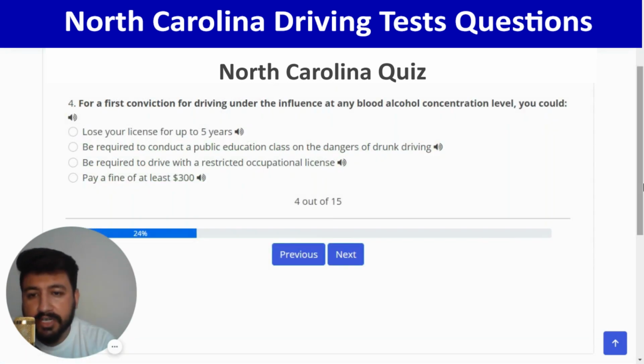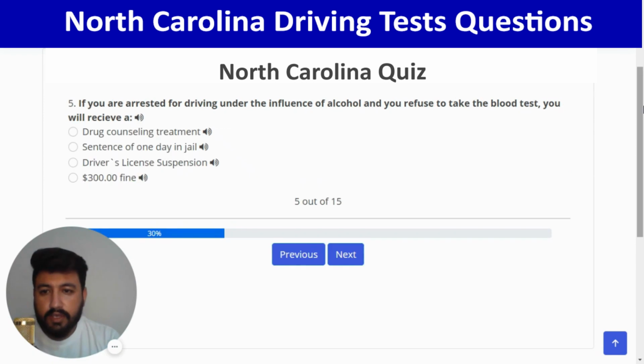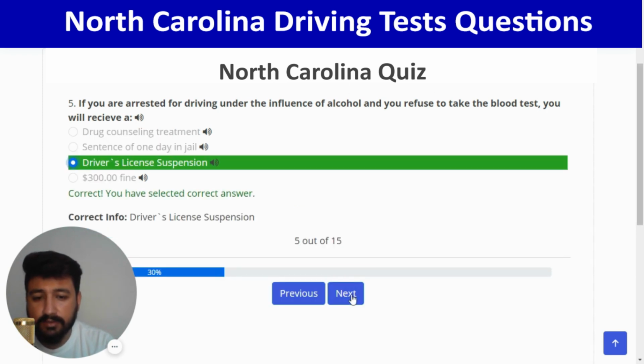For a first conviction for driving under the influence at any blood alcohol concentration level, you could. The right answer is pay a fine of at least $300. So I'm going to click on the last option, correct, and next. If you are arrested for driving under the influence of alcohol and you refuse to take the blood test, you will receive a driver's license suspension. So I'm going to click on the third option, next.